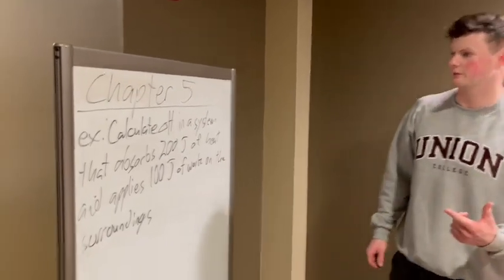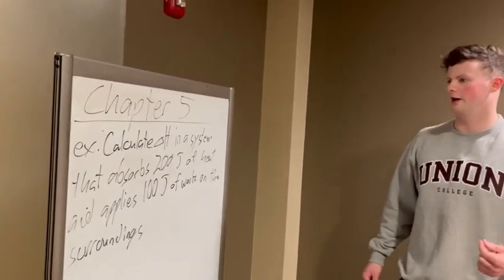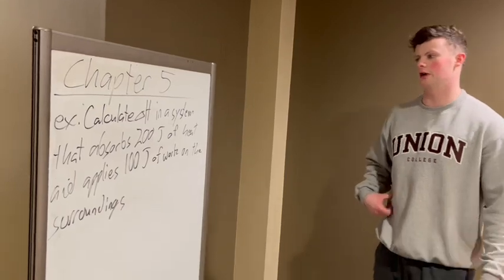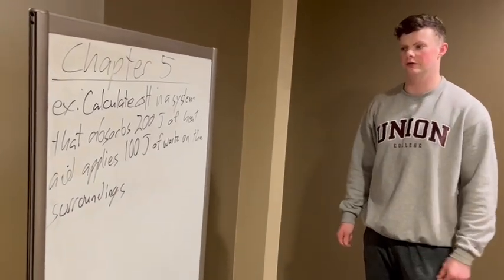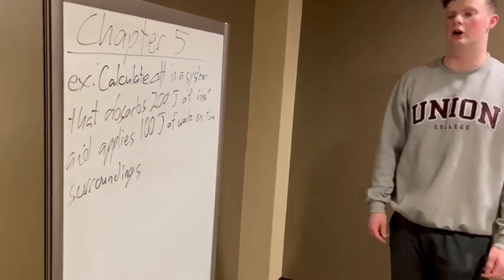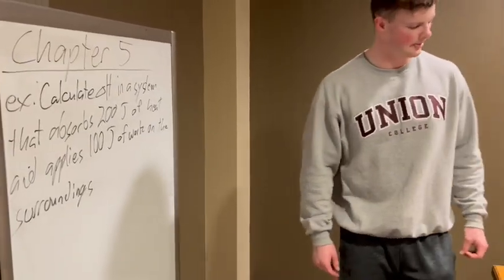All right, here's our first practice problem. I'm going to have somebody from the class calculate the change in internal energy in a system that absorbs 200 joules of heat and applies 100 joules of work on the surroundings. Clyde, come to the board. Do the problem.